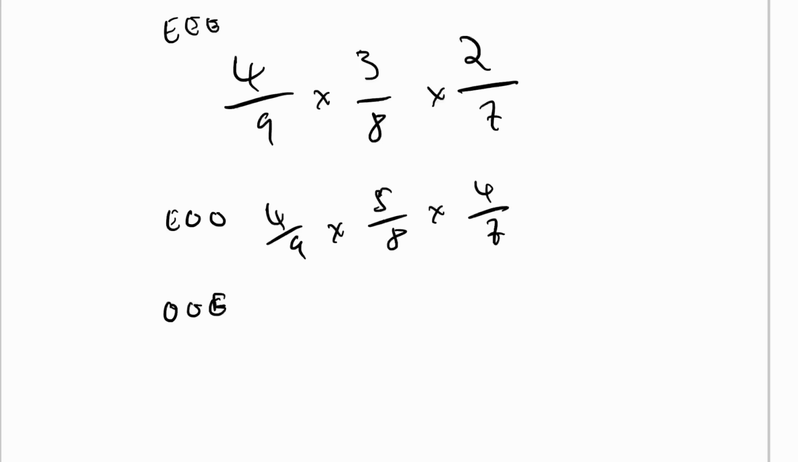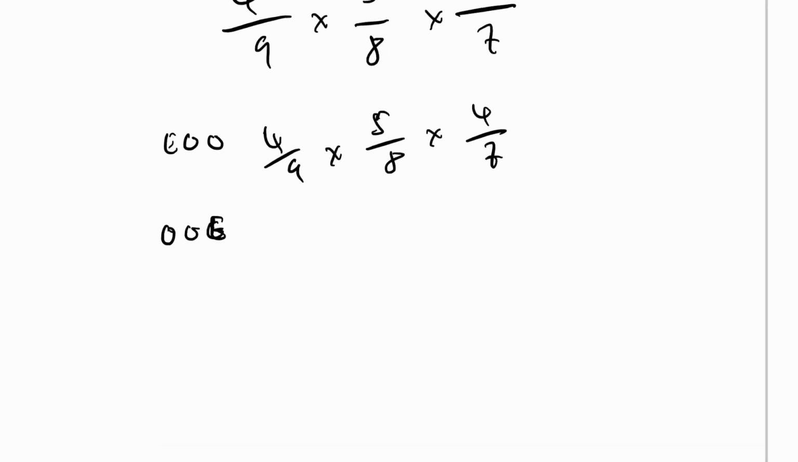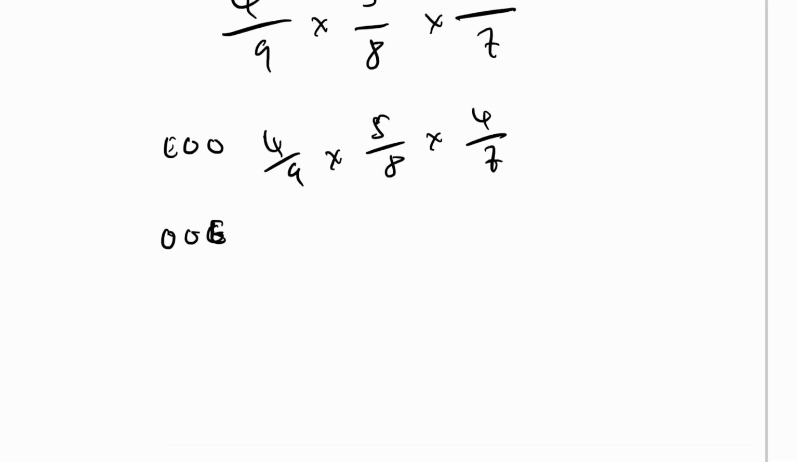Then similar thing for this one, where you do odd, odd, even, and the chance of picking odd at the beginning is 5 over 9. Remember, this is a different probability if you pick odd at the beginning versus odd at the end, because there's a different number of cards, so you need to take this into account, right?